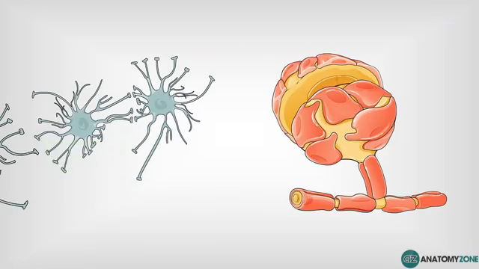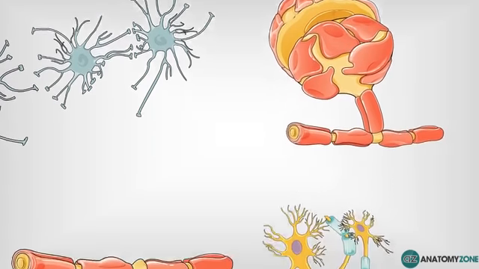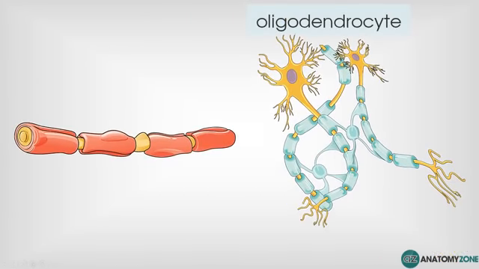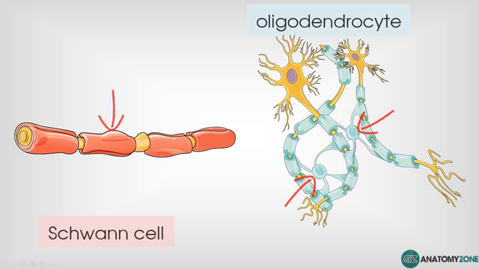Now the next set of glial cells we'll take a look at are oligodendrocytes on the right, and you've got the Schwann cells on the left. So the oligodendrocytes on the right are found in the central nervous system, whereas the Schwann cells, which you can see on the left, are found in the peripheral nervous system.